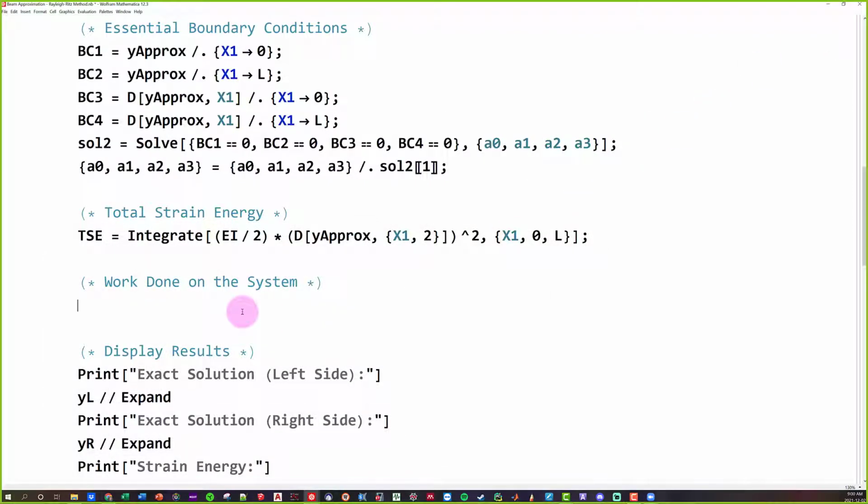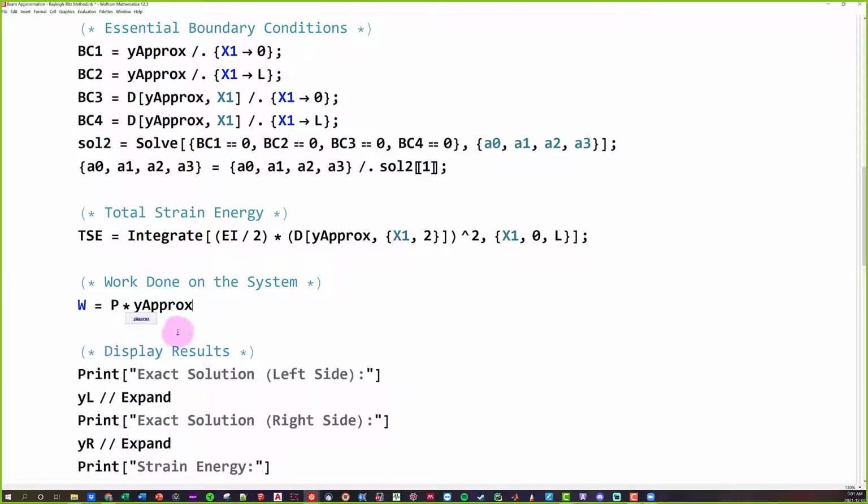So I'm going to go back here and say, okay, my work is going to be my point load P times my displacement. So we said that our displacement is y approx. So question for everyone, is this correct? We have P, we multiplied it by displacement, which is what my equation told me to do. Am I good to go? Yes. So Gabriel's correct.